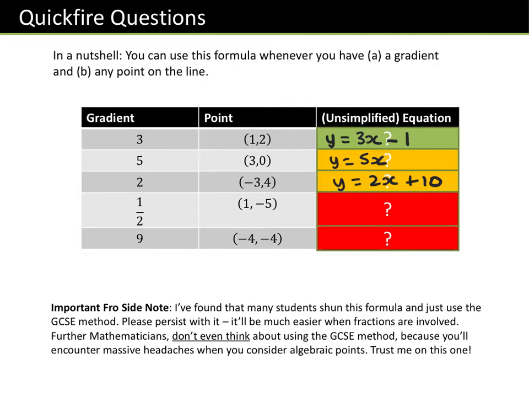Anyone get that for the next one? Yeah? Okay, then for the next one, I'm going to get y equals a half x, so we're going to have a half, so minus 11 over 2. Or maybe not. Oh, yeah, sorry, this is minus 15, yeah? Okay. A half x minus 11 over 2? Yes or no? And then we're going to get y equals 9x plus 32. Okay then.